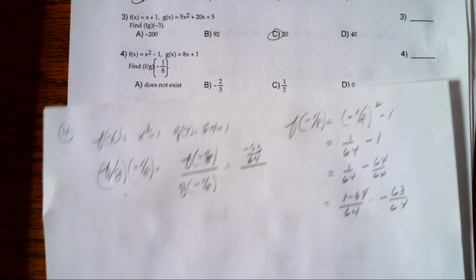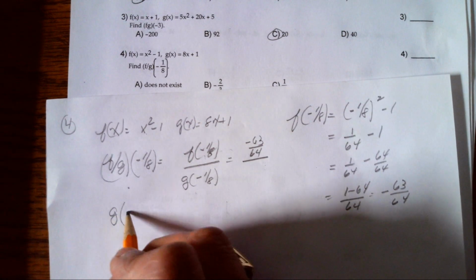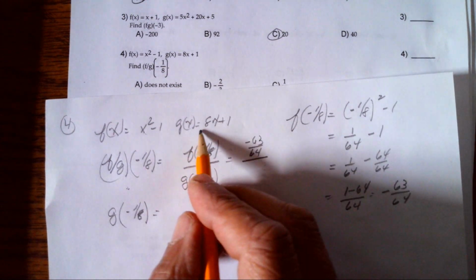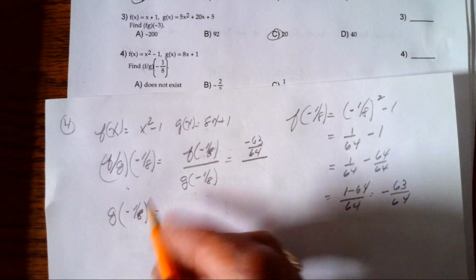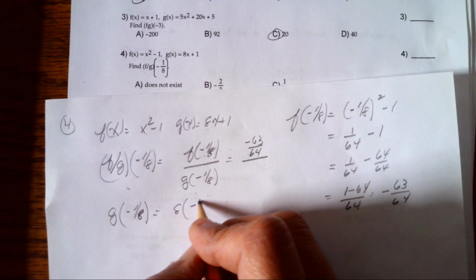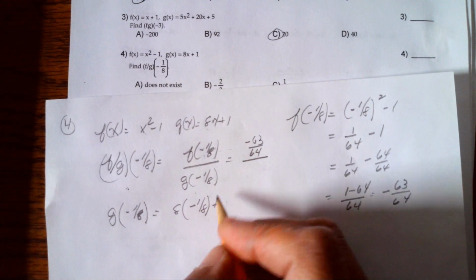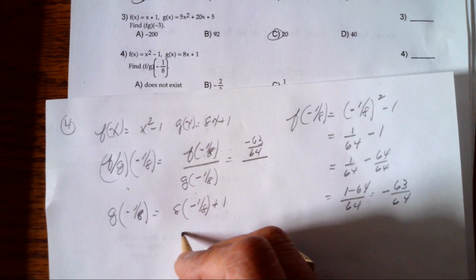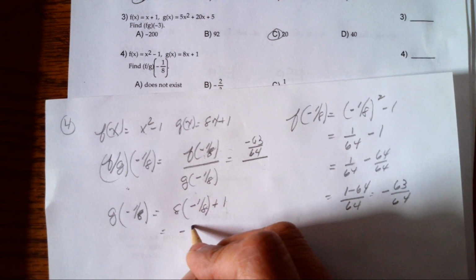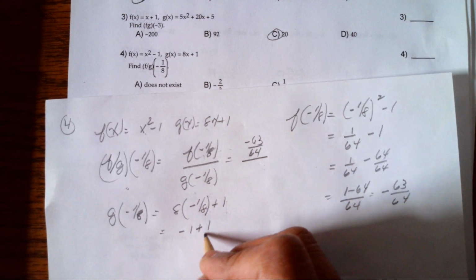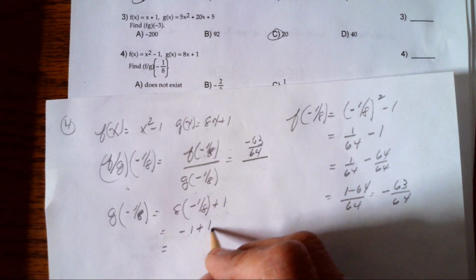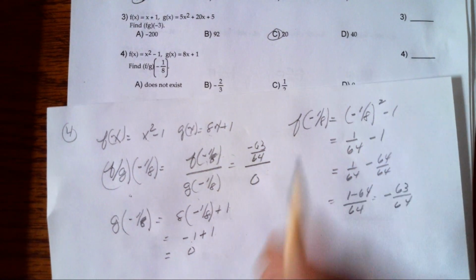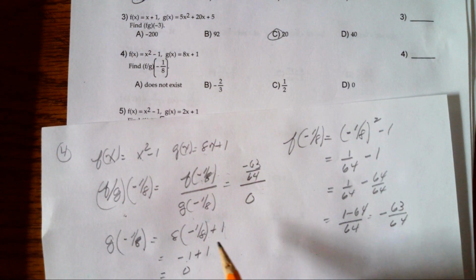And what's g of negative 1/8? In place of my x value, I'm going to substitute a negative 1/8. So it's 8 times a negative 1/8, add 1 to that product. 8 times a negative 1/8, the 8s would cancel out. This would be a negative 1 plus 1. Negative 1 plus 1 is 0. So my denominator here looks to be 0.